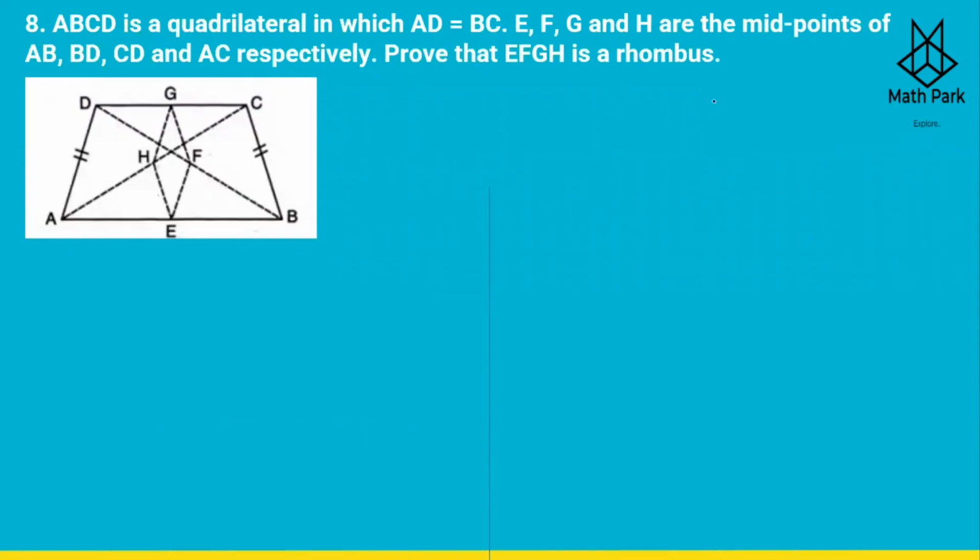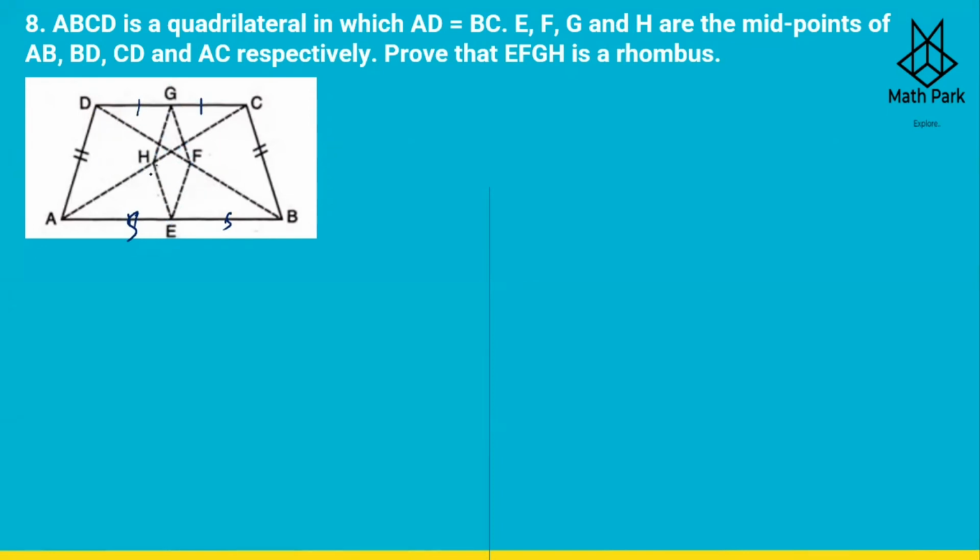Got it? You are given a quadrilateral ABCD where E is the midpoint of AB. Then F is the midpoint of diagonal BD. G is the midpoint of side DC, and H is the midpoint of diagonal AC. You have to prove EFGH is a rhombus, right?